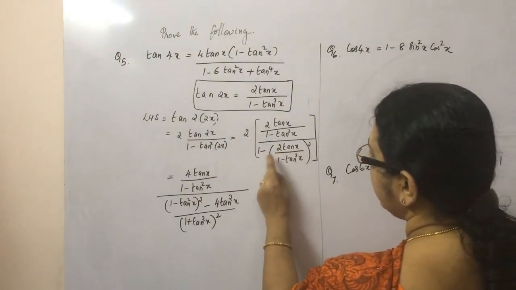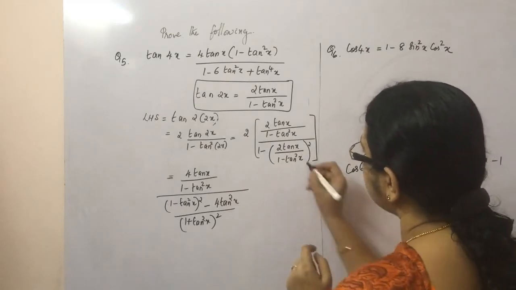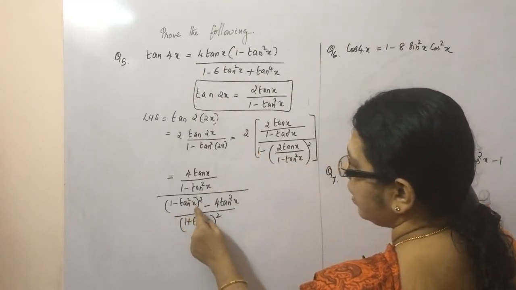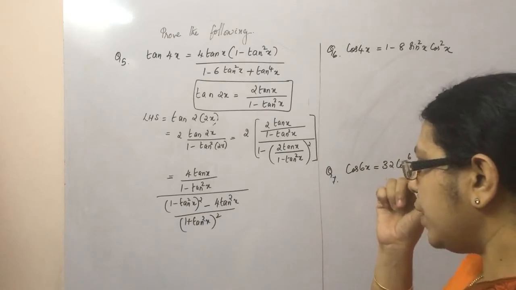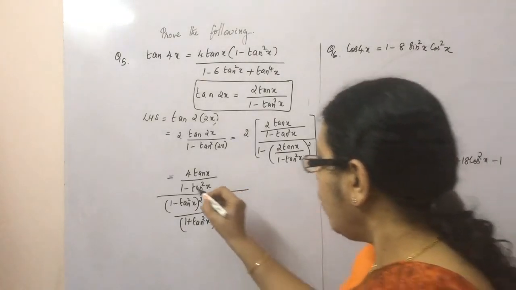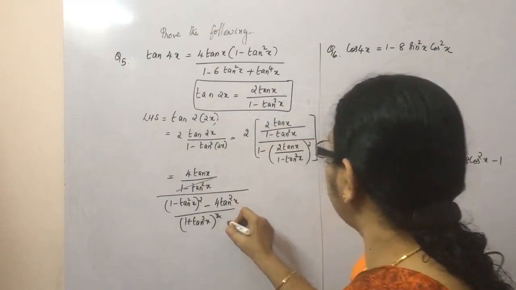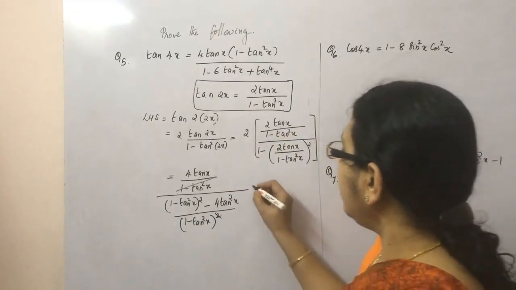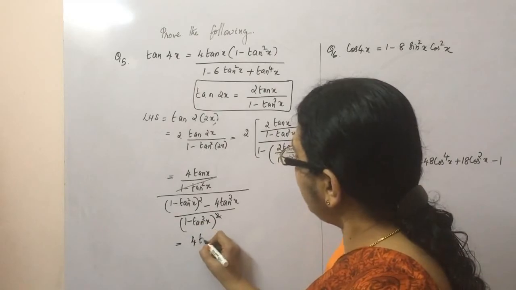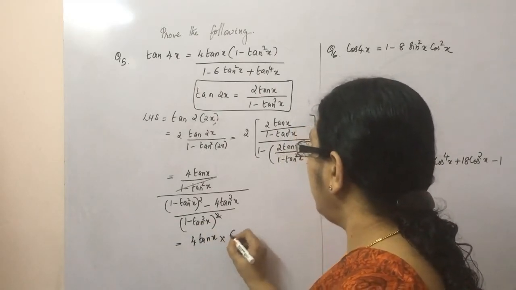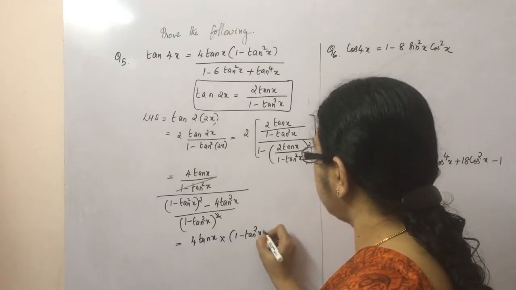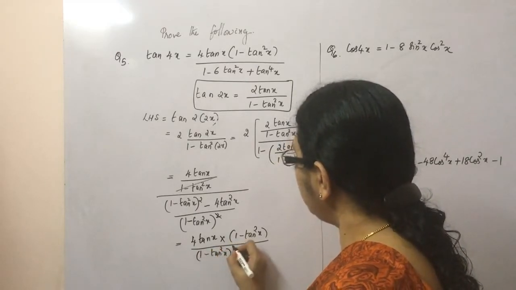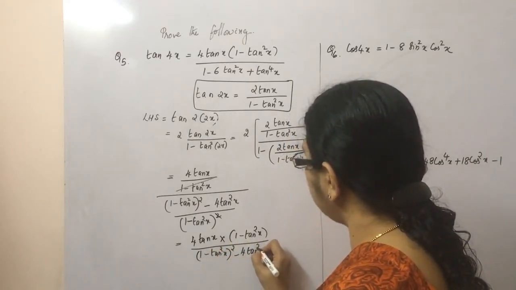This is 4 tan squared x divided by 1 minus tan squared x the whole square. Again 1 minus tan squared x multiplied by this 1 gives me 1 minus tan squared x the whole square minus 4 times tan squared x by 1 plus tan squared x. Now 1 minus tan squared x and 1 minus tan squared x cancels. Now what do I get? This gives me 4 tan x into 1 minus tan squared x by 1 minus tan squared x the whole square minus 4 times tan squared x.